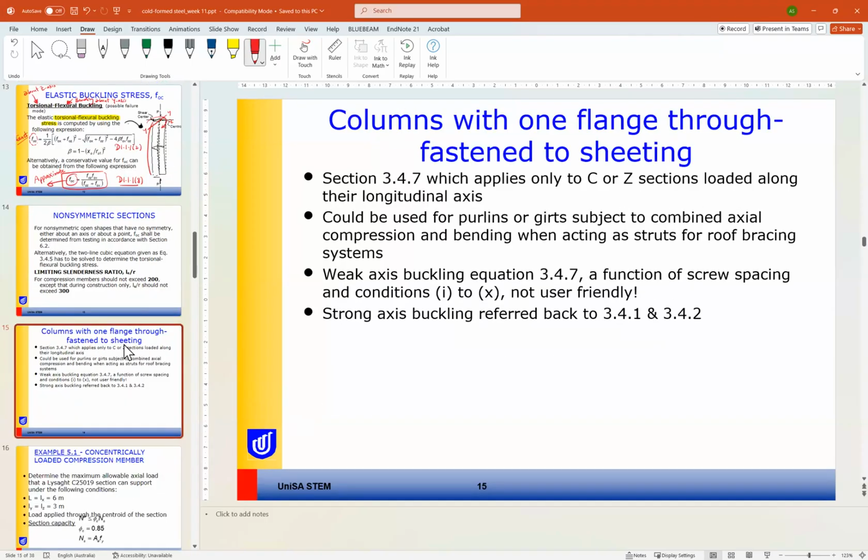Also for columns with flange through or fastening through the sheeting, we will have different criteria to design. Do you know what columns are fastened to sheeting? Do you have an idea what columns may be fastened to sheeting?